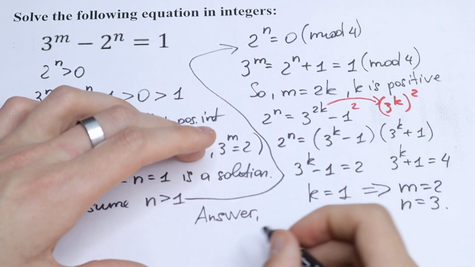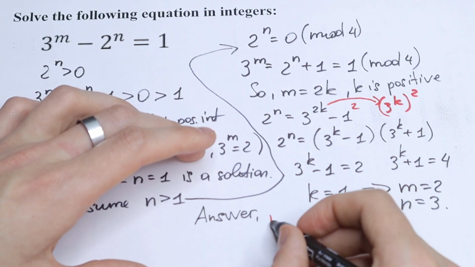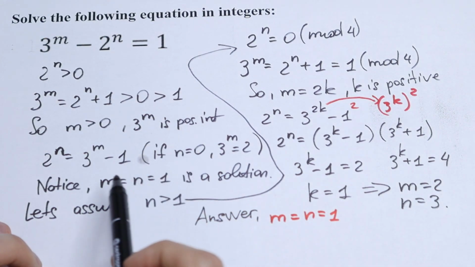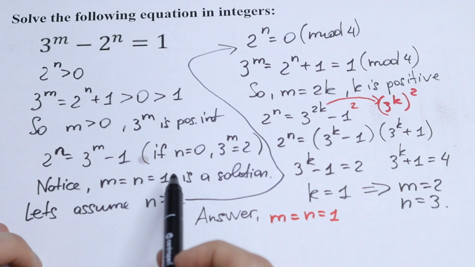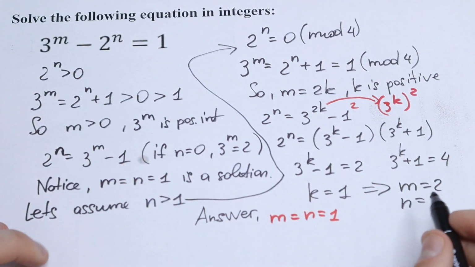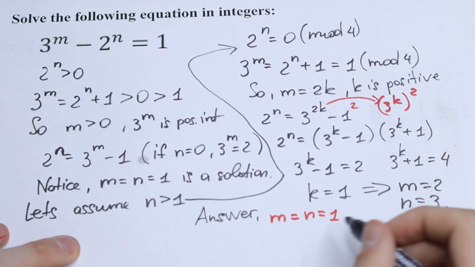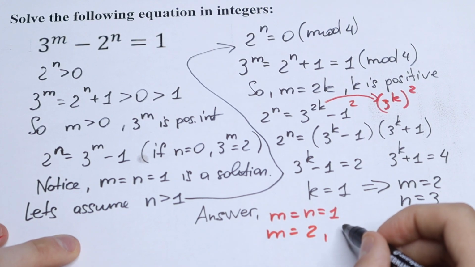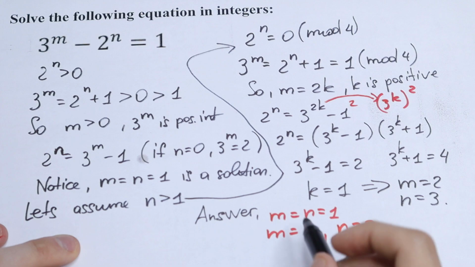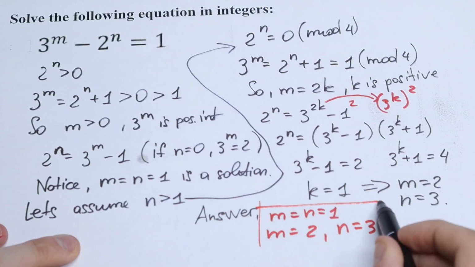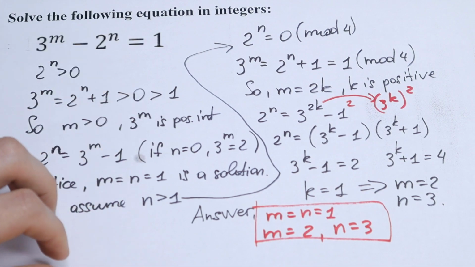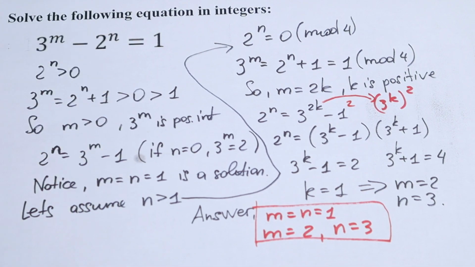So we will have our answer. The first one is m equal to n equal to 1. If m equal to n equal to 1, we have a correct equation. And the next pair we will have is m equal to 2 and n equal to 3. So these are our pairs of solutions. This is our answer. If you disagree, maybe you have a faster method to solve it. It will be really interesting to read it.